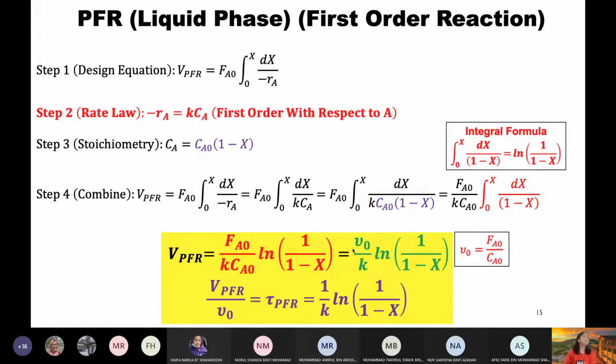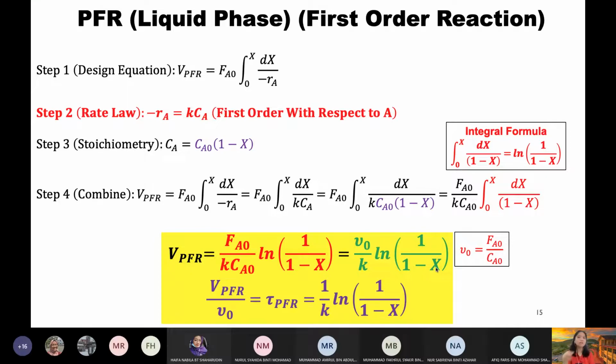Version kedua kata volume PFR sama dengan inlet volumetric flow rate epsilon naught divide by K ln in bracket 1 per 1 minus X. Maksudnya, kalau kamu tahu epsilon naught, kamu tahu K, kamu tahu X, boleh cari volume. Ataupun sama, kamu tahu volume, kamu tahu initial volumetric flow rate, kamu tahu K, kamu boleh cari X, so on and so forth. So, version kedua ni adalah untuk kita kalau tak tahu FA0, CA0 tapi tahu epsilon naught pun kita boleh solve.